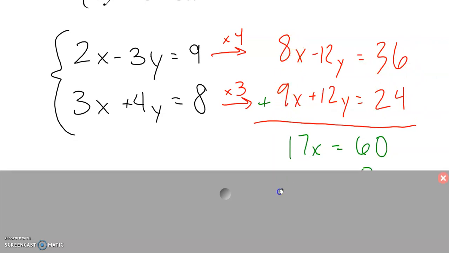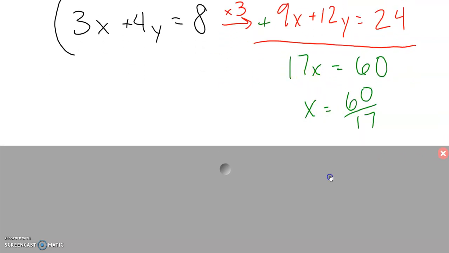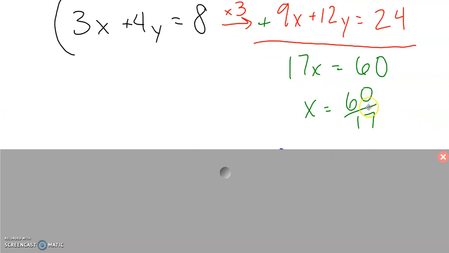8x plus 9x is 17x. Negative 12y plus 12y is 0y. That's why there are no more y's on the left side. And then 36 plus 24 is 60. And then I continue solving by dividing both sides by 17. 60/17 is my answer for x.